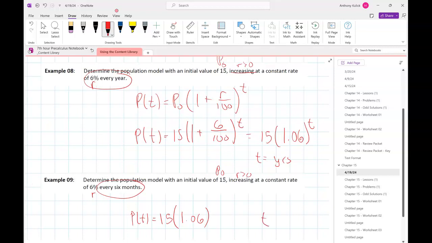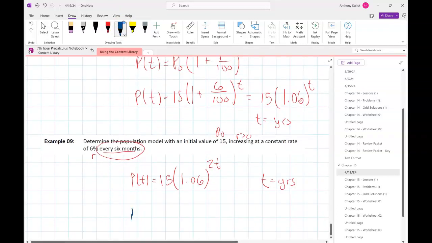So if I say T is in years, how many times is that 6% increase going to happen in 1 year? Twice. So it should be 2T then. Everybody agree?